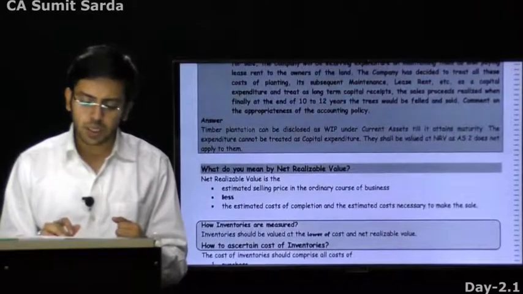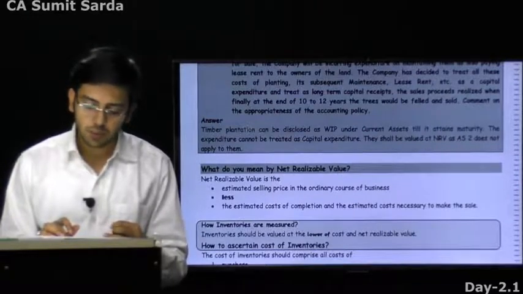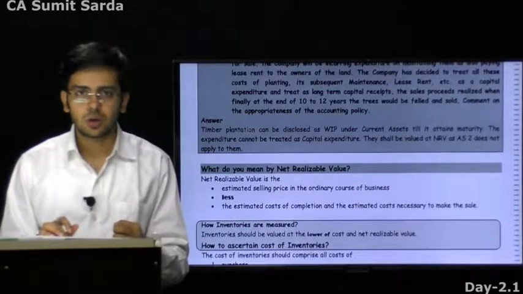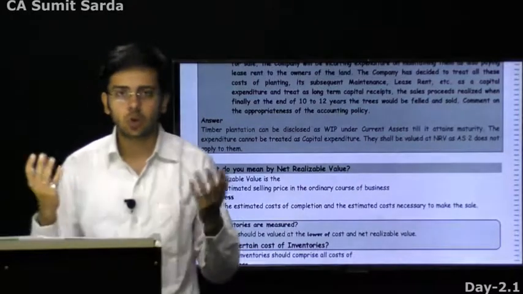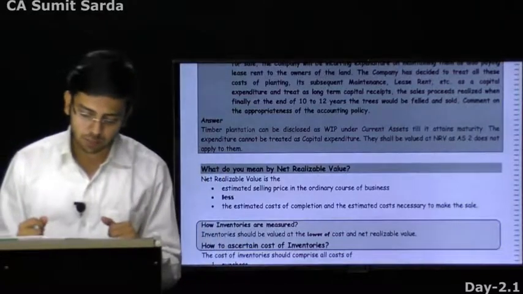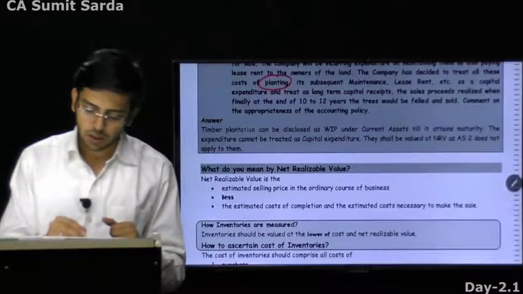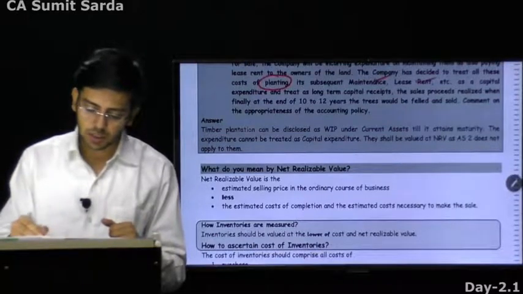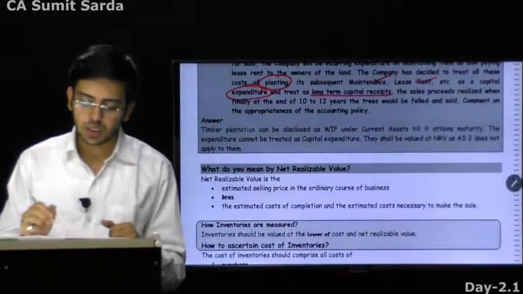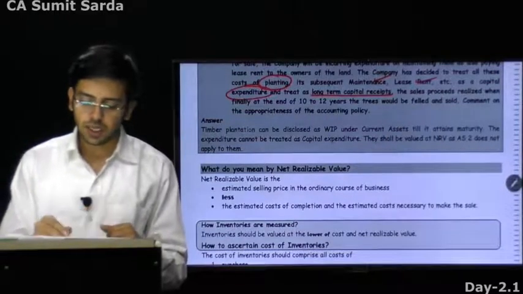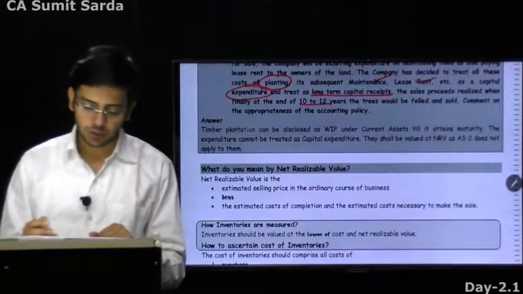In order to carry out the plantation activity till full growth of the tree, the company will be incurring various expenditures. It takes 10 to 12 years for the teak to grow up, and the company will definitely have to spend a lot for maintaining such trees till that time. The company has decided to treat all these costs as planting, subsequent maintenance, lease rent, etc. as capital expenditure, and treat the sale proceeds when they finally come at 10 to 12 years as long-term capital receipt. Comment on the appropriateness of the statement.